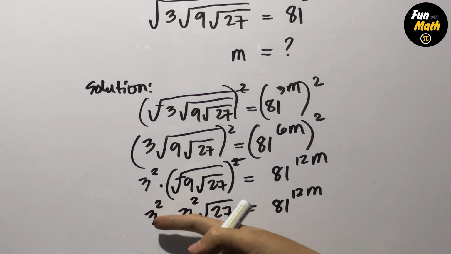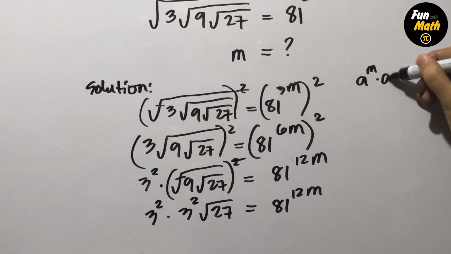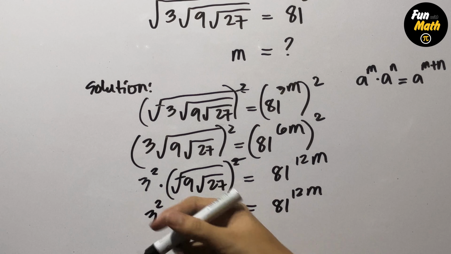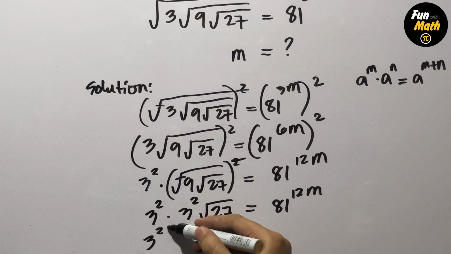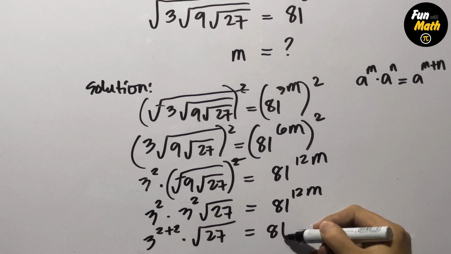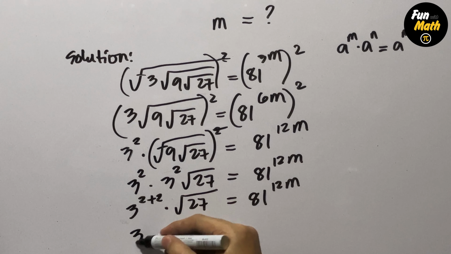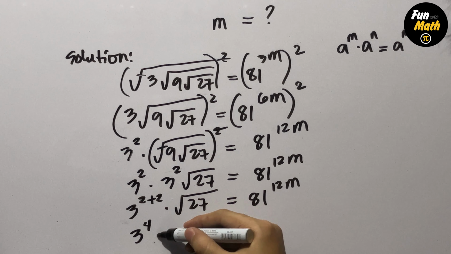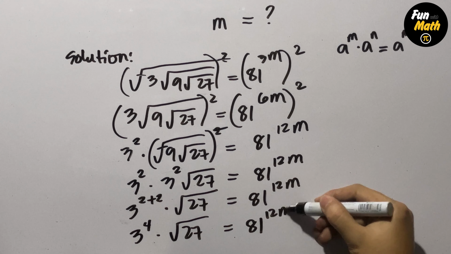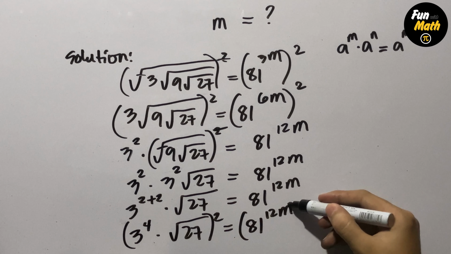Now for this, 3 squared times 3 squared, we can follow the rule of a power, a to the power of m times a to the power of n, which is also equal to a to the power of m plus n. So this is 3 to the power of 2 plus 2 times square root of 27 equals 81 to the power of 12m. And then next, this is 3 to the power of 2 plus 2, that is 4, times square root of 27 equals 81 to the power of 12m. Next, we can square both sides again. So square and then square.